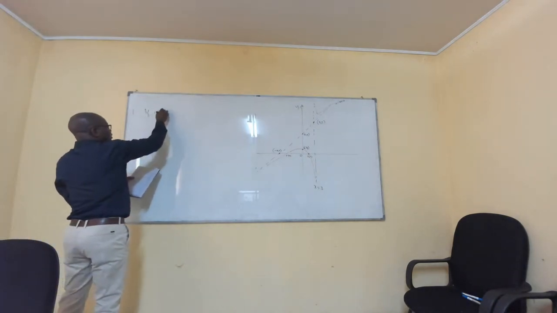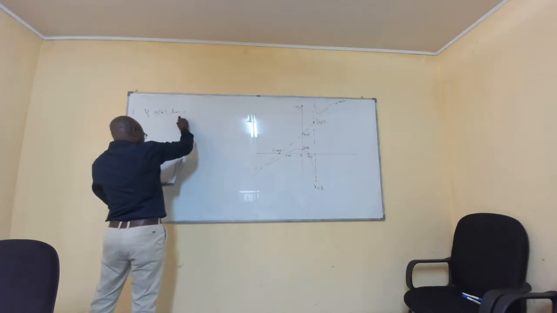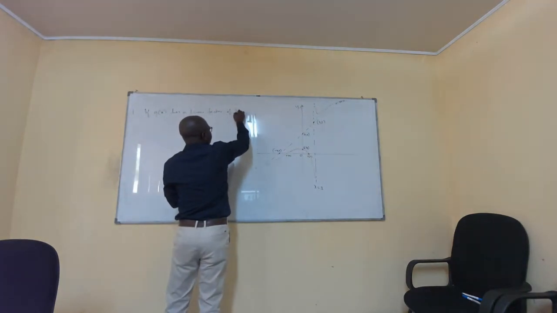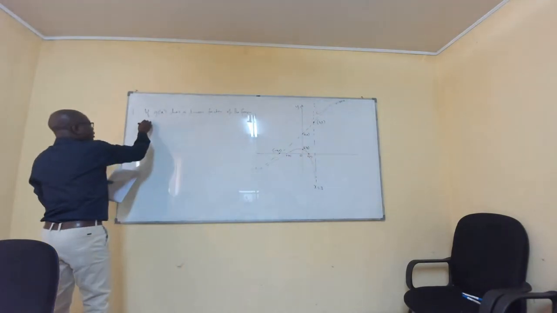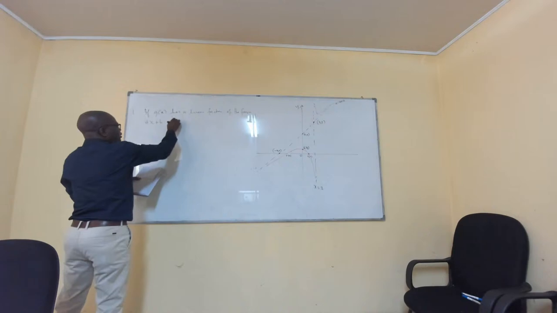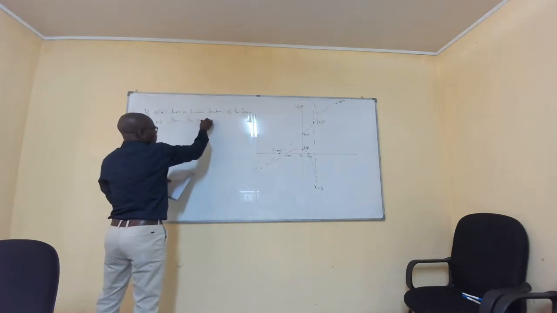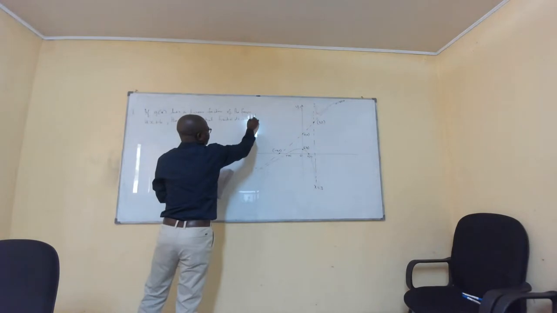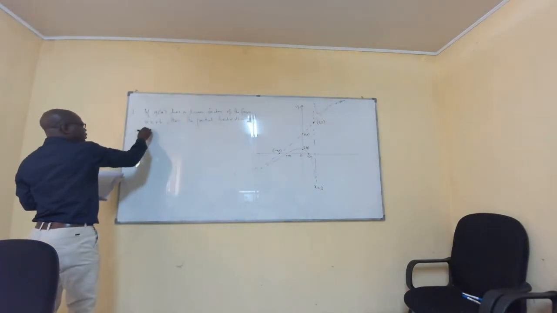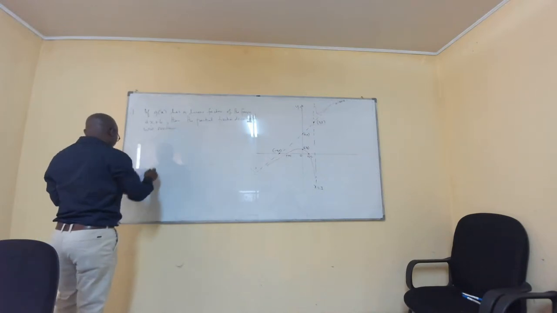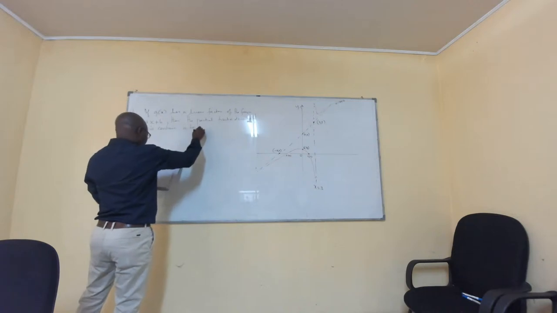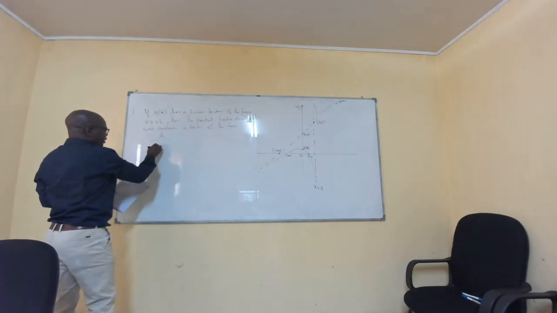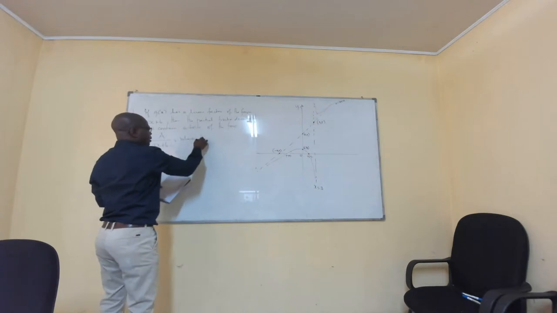So if g of x, the polynomial in the denominator, has a linear factor of the form ax plus b, then the partial fraction decomposition will contain a term of the form A over ax plus b, where A is a constant.